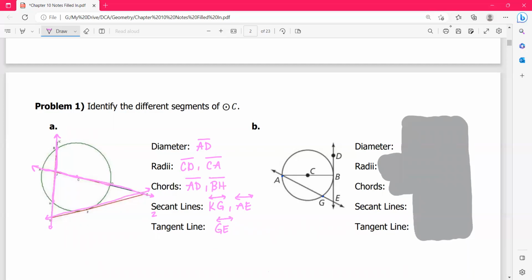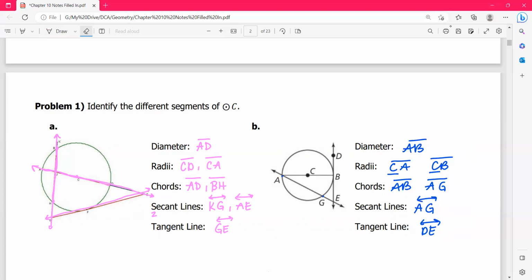Okay, how about you guys try 1B? Pause this video, and my answers are going to be under that gray blob. And you can check your work. Some things to note, you might have similar answers. Your letters could be flipped. That's totally okay, except for the radii.